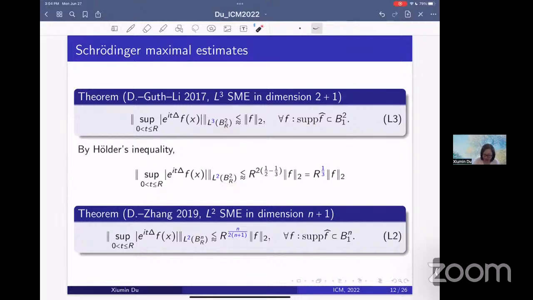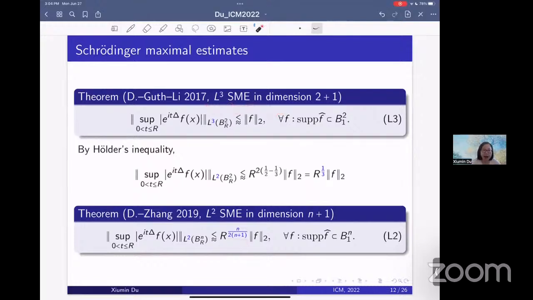In higher dimensions, joint with Xiang Zhang, we proved this L2 Schrödinger maximal estimate, which says that the L2 norm of the Schrödinger maximal function over the n-dimensional ball of radius R is bounded by R to this sharp exponent n over 2(n plus 1) times the L2 norm of f. When n equals 2, this estimate is the same as the one here, but it is not as strong as the L3 Schrödinger maximal estimate.